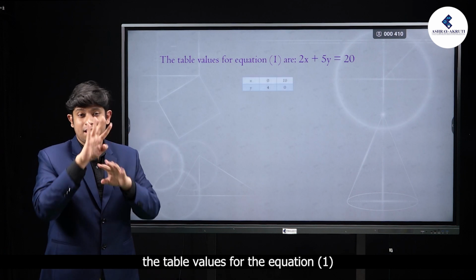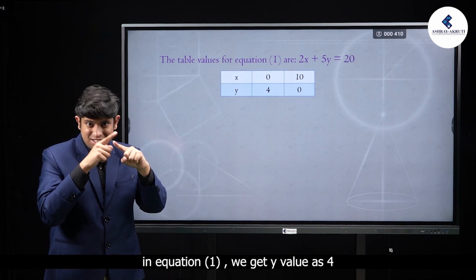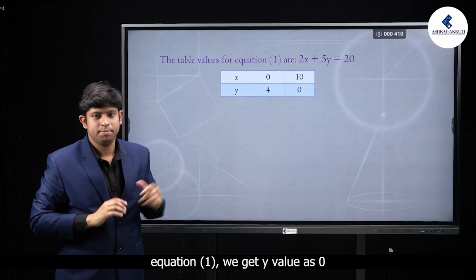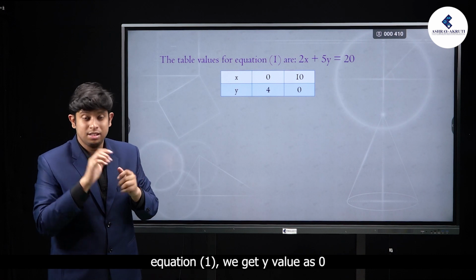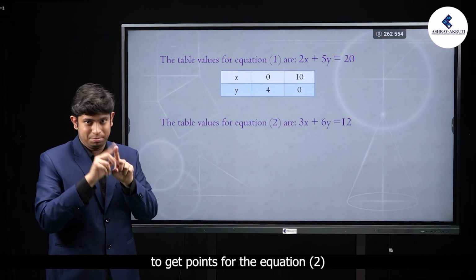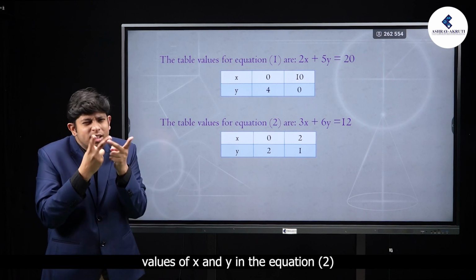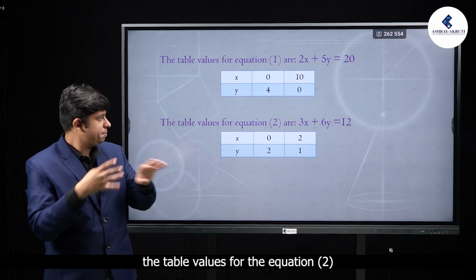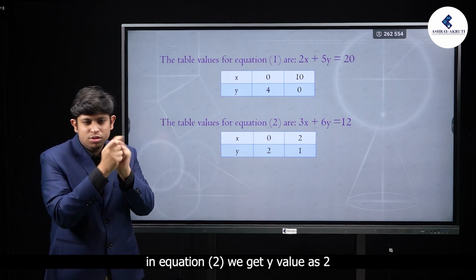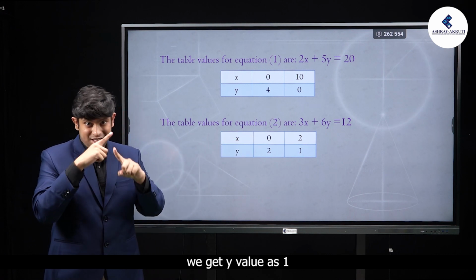The table values for equation 1. If we substitute x value as 0 in equation 1, we get y value as 4. If we substitute x value as 10 in equation 1, we get y value as 0. To get points for equation 2, substitute different values of x and y in equation 2. The table values for equation 2. If we substitute x value as 0 in equation 2, we get y value as 2. If we substitute x value as 2 in equation 2, we get y value as 1.